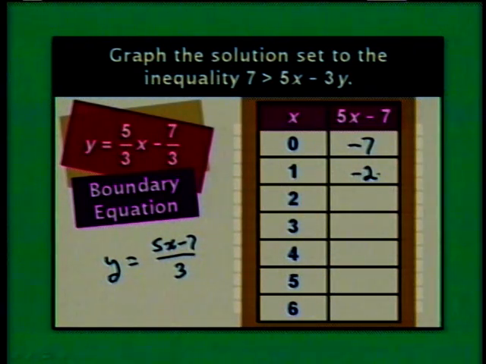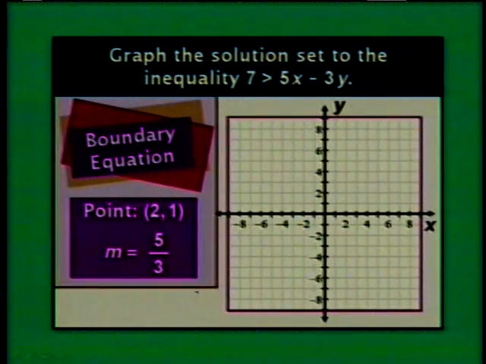When x is 2, the value of 5x minus 7 is positive 3. Bingo! 3 is evenly divisible by 3. 3 goes into 3 one time. When x is 2, the value of y is 3 over 3, which is 1. I'm going to use the point (2, 1) as my anchor point. So in our boundary equation, we determined that the point (2, 1) lies on the line.